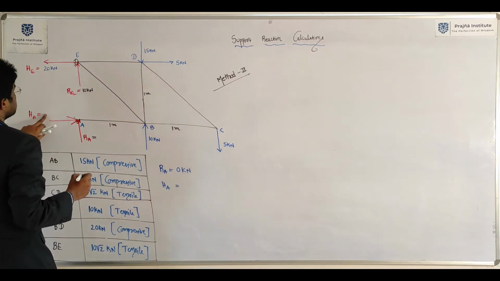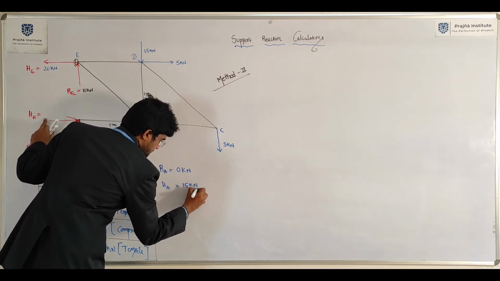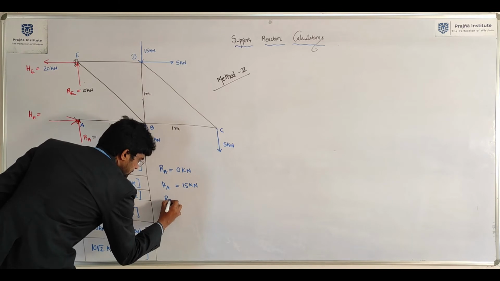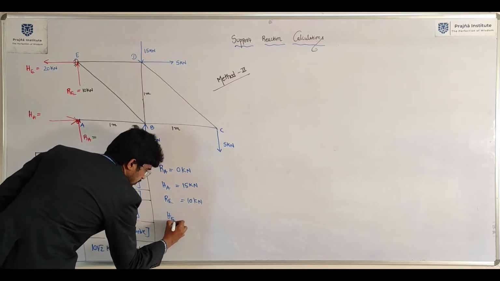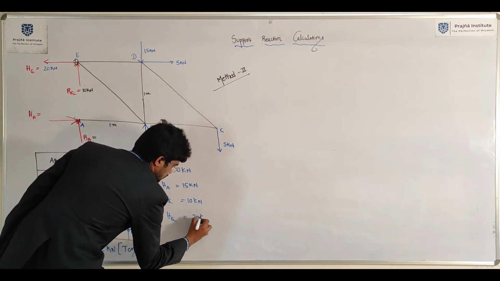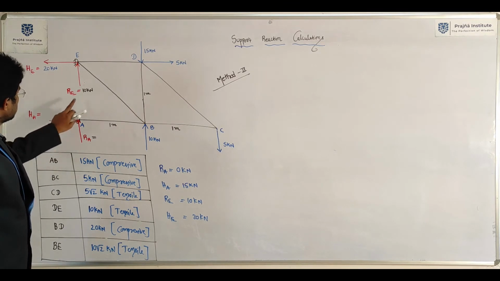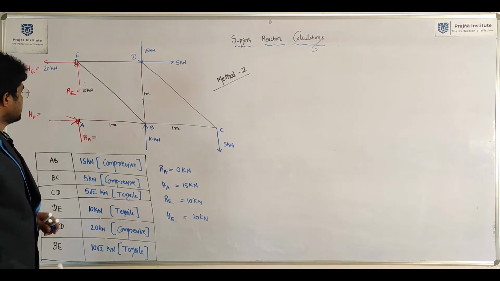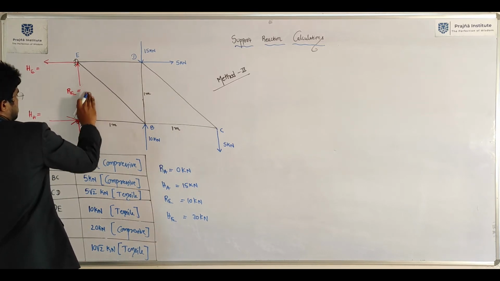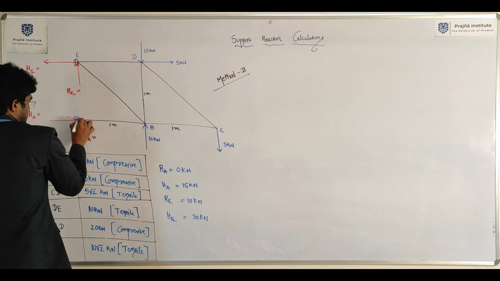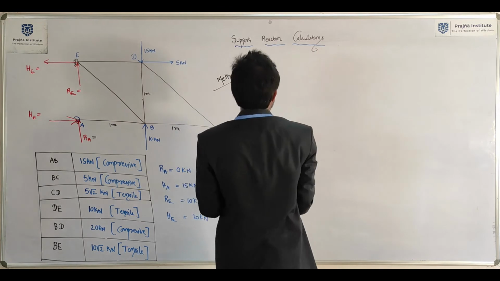HA equal to how much? 50, no? RE equal to 10 kilonewton, HE equal to 20 kilonewton. Correct? It is 20, it is 50 now, RE equal to 10 now. Okay? So this is the thing. For time being, neglect everything. Now just method 2.